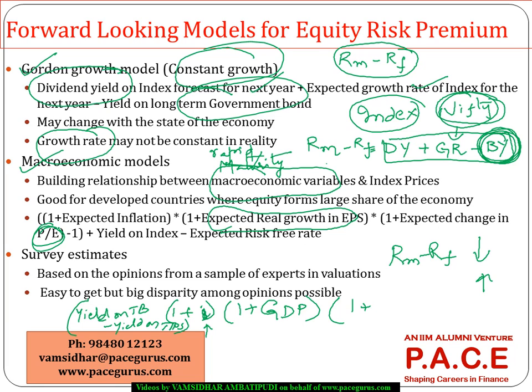And the third set of models which can be used to find the equity risk premium is a basic survey based estimate, which is based on simply collecting opinions from various experts in the equity valuation space. Depending on how much excess return over the risk-free rate various experts suggest, we arrive at one particular estimated value for RM minus RF. Easy to build, but different experts may give different expected values. So there could be a lot of disparity among the various opinions. How do I handle those opinions is a challenge when finding the equity risk premium using the survey estimate method.